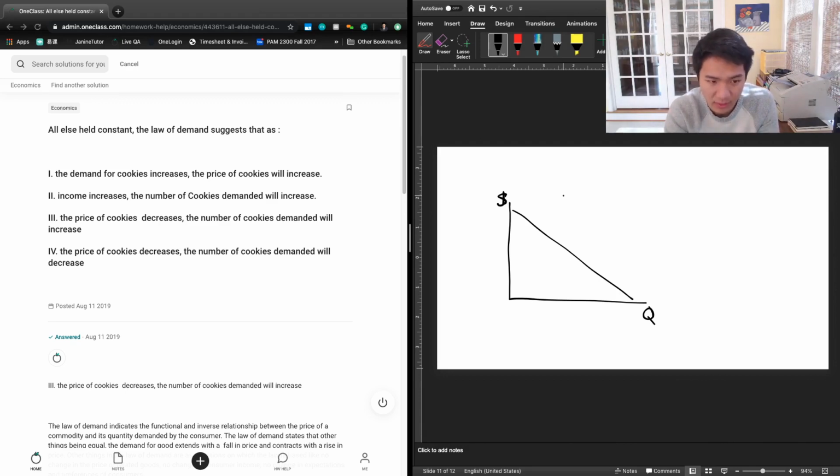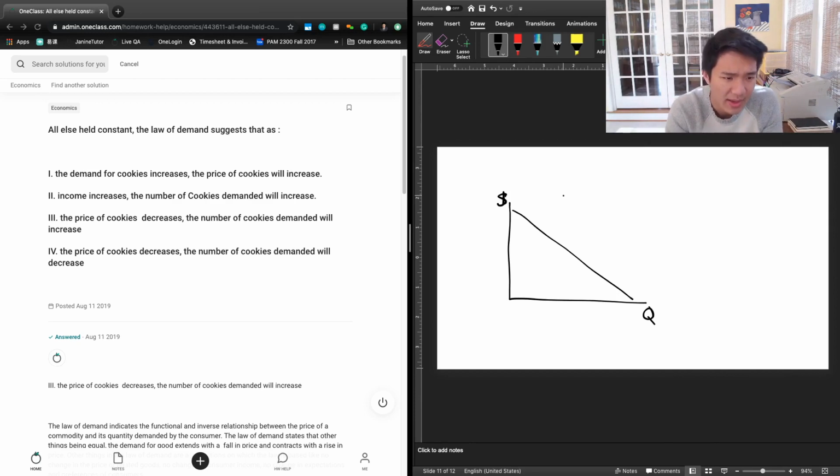Number two says income increases, the number of cookies demanded will increase. And while it might be true that if income increases, you have a rightward shift in the demand curve, and that would increase the number of cookies demanded, that's not what the law of demand is referring to, right? The law of demand refers specifically to situations in which we're only talking about the relationship between price and quantity, not other factors of demand or determinants of demand. So that's not going to be the right answer.